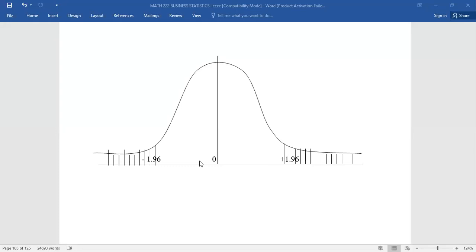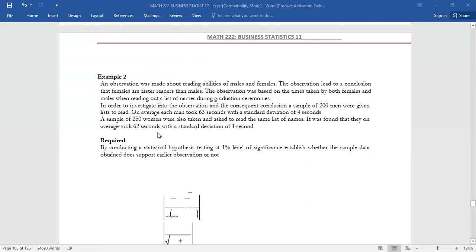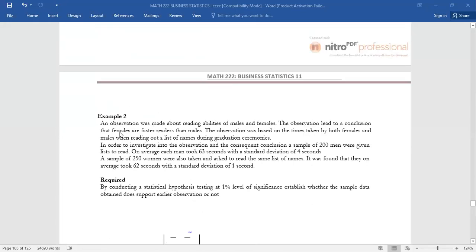I've posted a question in your portal for you to try, on reading abilities. So you can go to the portal and work from there. So I beg to end it at this point. I have 3 minutes for questions. Any question?